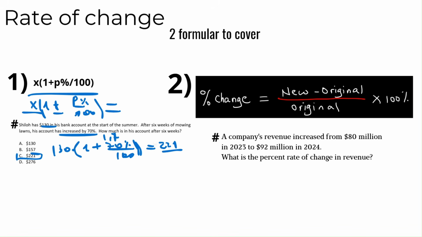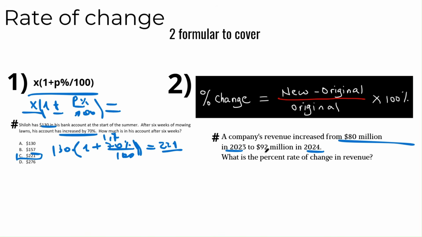Now it's time to familiarize ourselves with another formula similar to this, which helps us understand the percent of change. For this, we've got this formula. We have to subtract the original value from the new value, divide by the original value, and multiply by 100%. In simple terms, let's look at this example and understand it better. A company's revenue increased from $80 million this year, which means it's old, to $92 million this year. It is new.